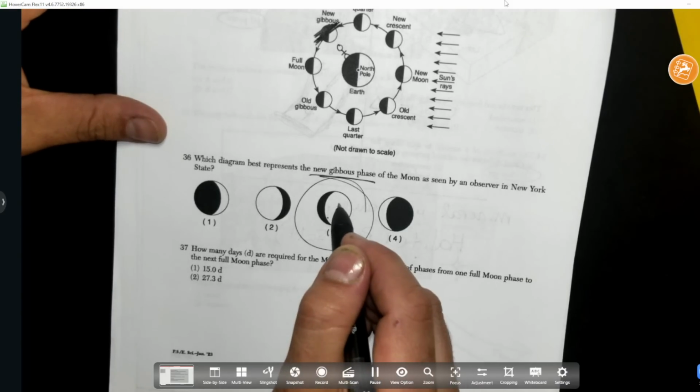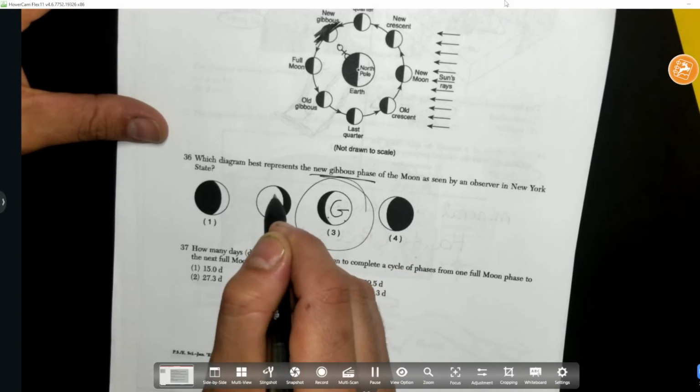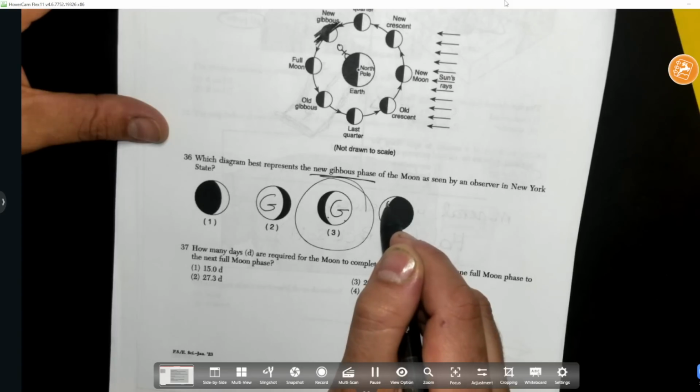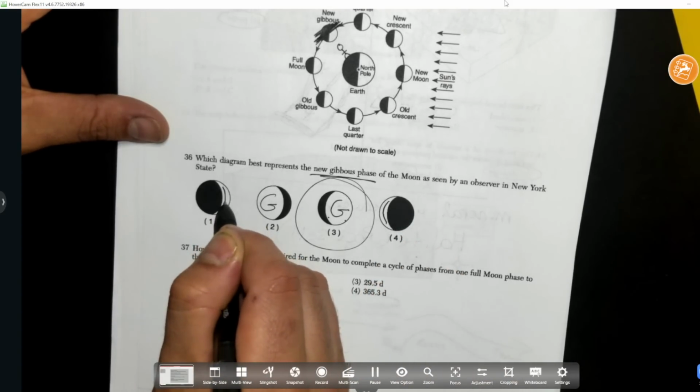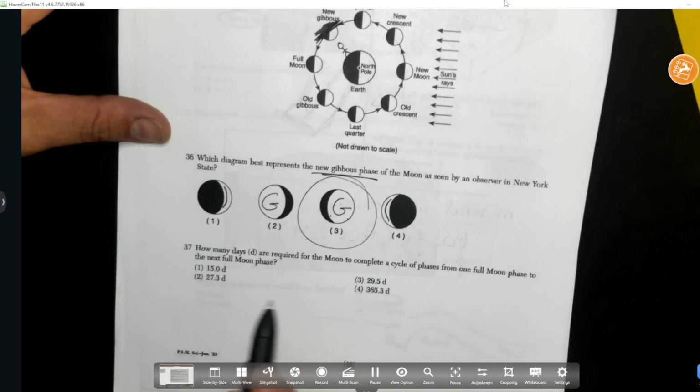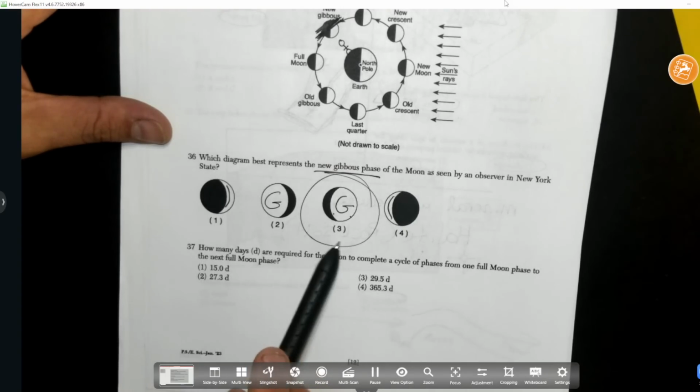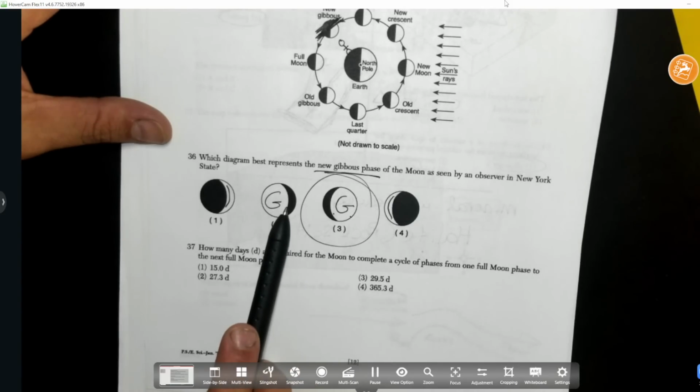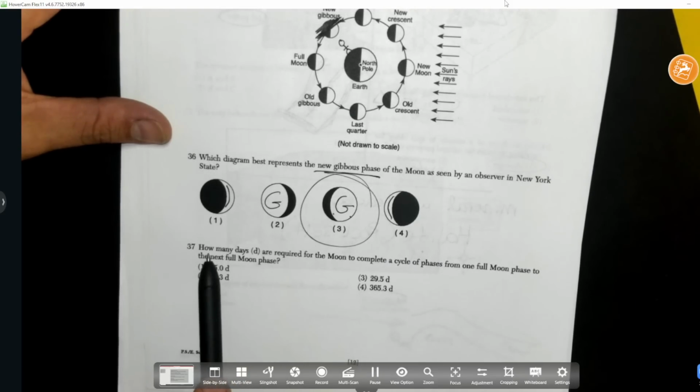The other way is, just remember, if you could fit a capital letter G in there, it's a gibbous. If you could fit a letter C or a backwards letter C, it's a crescent. That's another way you could do it real quick. But whether it's a new gibbous, aka a waxing gibbous, or a waning gibbous, aka a last gibbous or an old gibbous, there you go.